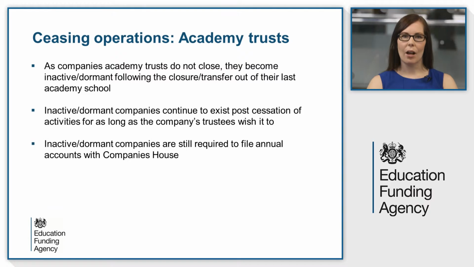Dormant companies are still required to prepare accounts and file them with Companies House. In addition, the department is required to include the pre-dormant activities of all academy trusts as part of its financial reporting. Consequently, even after an academy trust has become dormant, it may still have an obligation to send its accounts to the EFA and file an August account return.